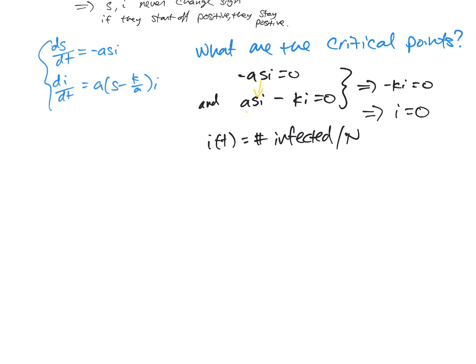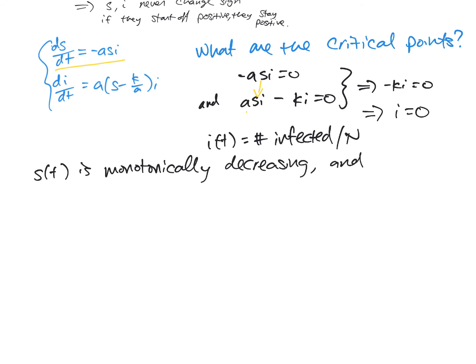So if we look at our equation for S, it's decreasing. a, S, and I are all positive numbers, so dS/dt is negative. So S of t is monotonically decreasing.